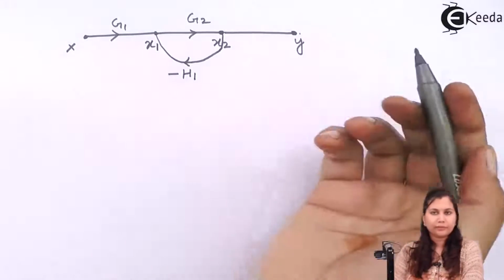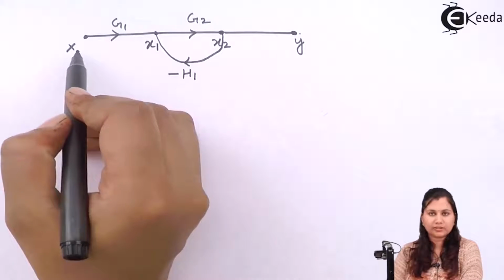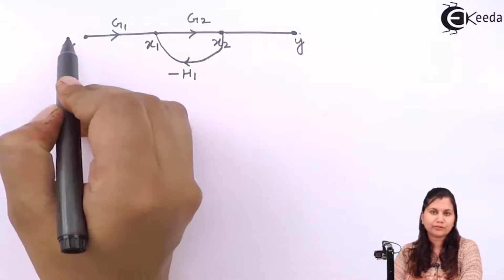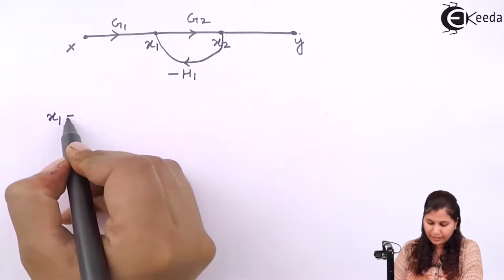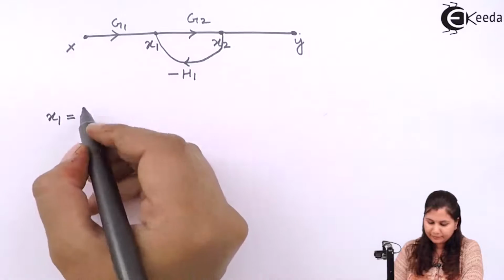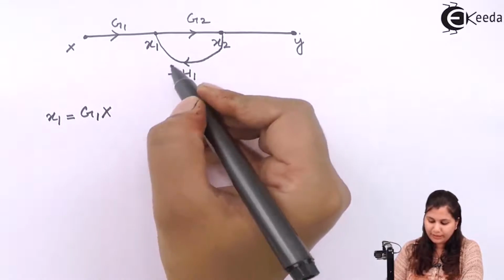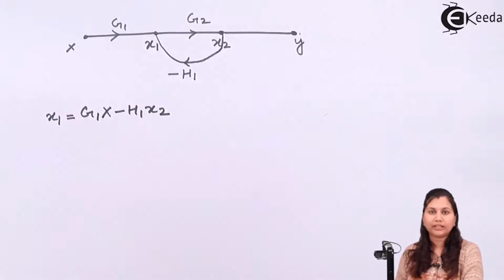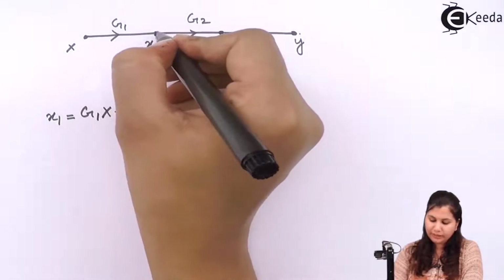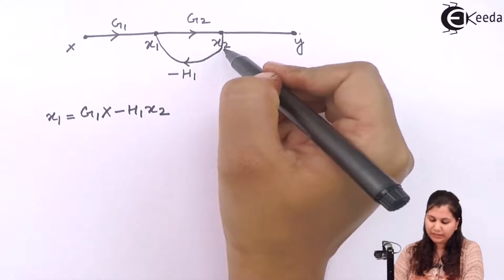x is the input node, so we don't have to write an equation because there is no incoming signal towards this node. Now for x1, we have g1x and minus h1x2. We have to write the equation in terms of the incoming signals towards the node. So at x1 there are 2 incoming signals: one is g1x and the second is minus h1x2.